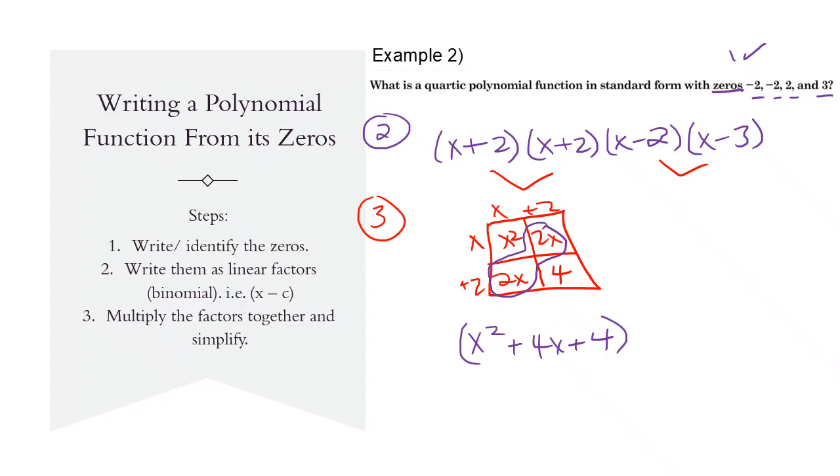And now we're going to do the box on this one. So again, draw my little box. Remember, this is like the Punnett square of math. So we have x, negative 2, x, negative 3. X times x is x squared. X times negative 3 is negative 3x. X times negative 2 is negative 2x. And negative 2 times negative 3 is positive 6.